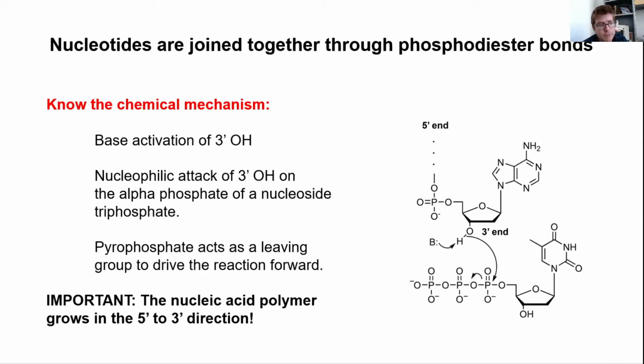It's really important for you to know the chemical mechanism here, and we can sum it up in 3 steps. You need to know that there is base activation of the 3' hydroxyl of your chain. This allows for nucleophilic attack of the 3' hydroxyl on the alpha phosphate, that is this first one here, of a nucleoside triphosphate, and then the pyrophosphate acts as a leaving group to drive the reaction forward. And again, the other key takeaway is the polarity of this reaction: the nucleic acid polymer is growing in the 5' to 3' direction. That is, new nucleotides are always added at the 3' end of the polymer.